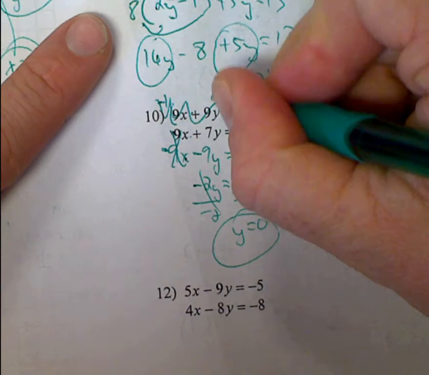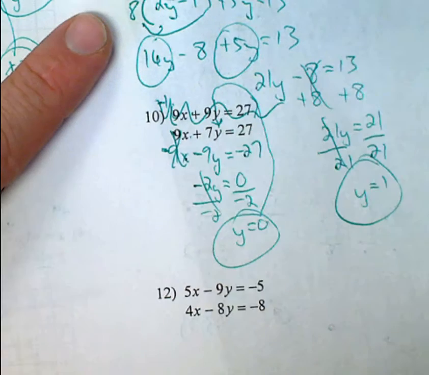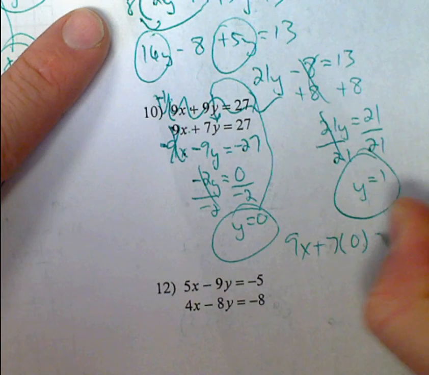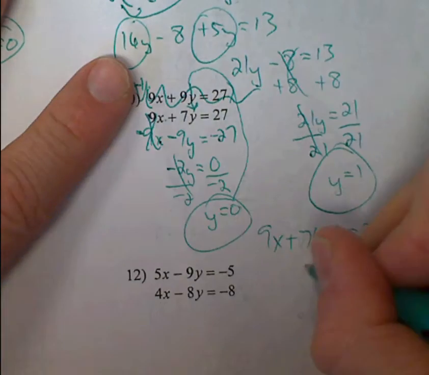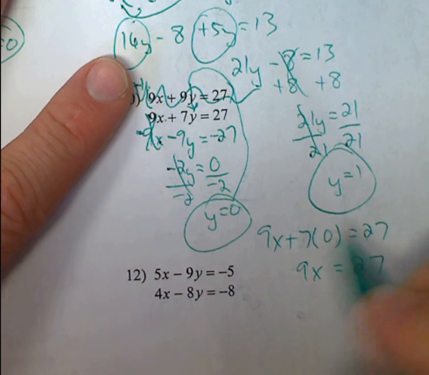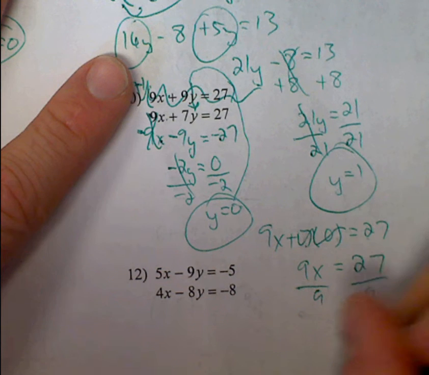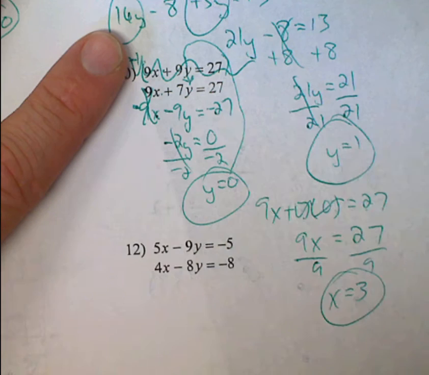I take my y and I can plug it back in. I'll plug it into the second one. 9x plus 7 times 0 equals 27. 9x equals 27 because this goes away, that's 0. Divide by 9, x equals 3.